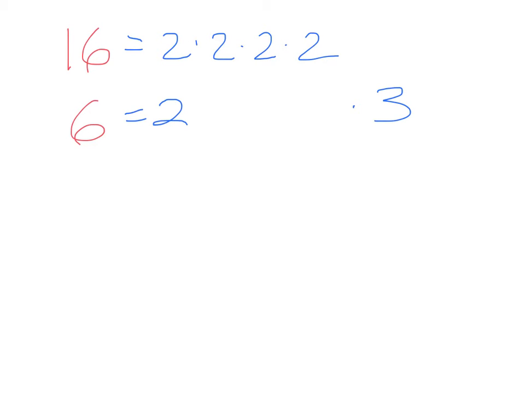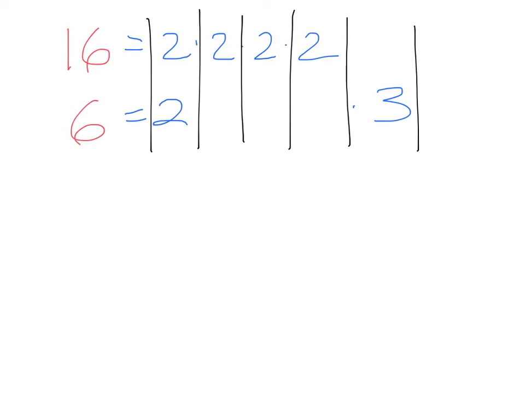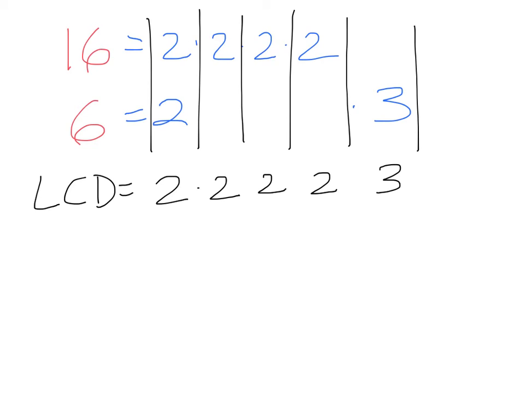Because now I'm going to make columns between my factors. To find the least common denominator, I'm going to write down what number appears in each column. There's a 2, a 2, a 2, a 2, and a 3. And then all I'm going to do is multiply all those together. Well, I know that's 8, and I know that's 6. And 8 times 6 is 48. And that's a fast way of finding the least common denominator.